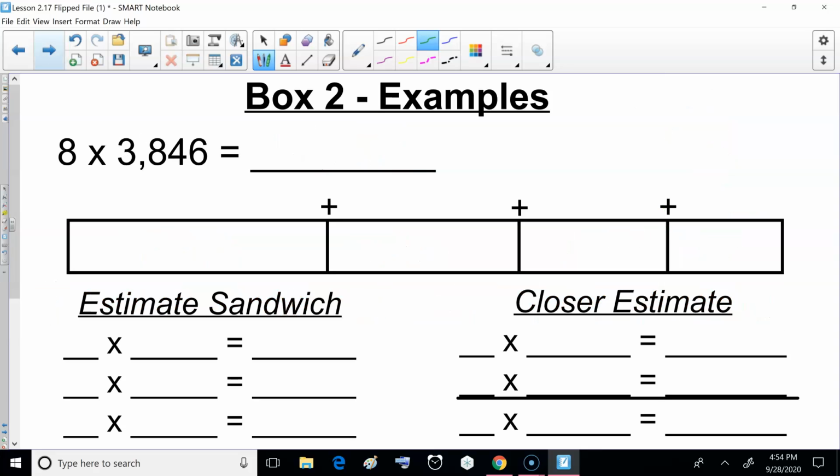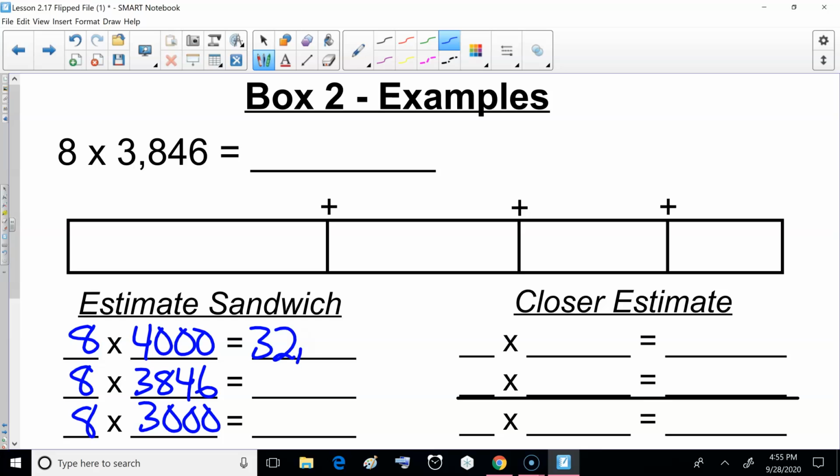So here we go, we're looking at what an example would look like and how it would work: an estimation sandwich, a closer estimate, solving it, all those parts rolled in together. I'm going to start with my estimation sandwich because that gives me a range of where my answer should be. So I know the problem is right here. 8 times 3,846. A rounded up estimate would be 4,000, and an underestimate would be 3,000. Which means I know my answer should be somewhere between 24,000 and 32,000. So that gives a range for my answer, the estimation sandwich.